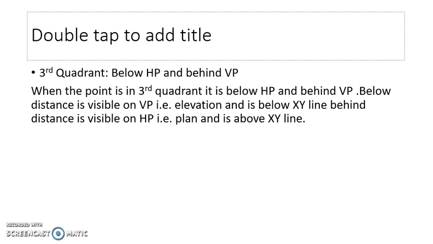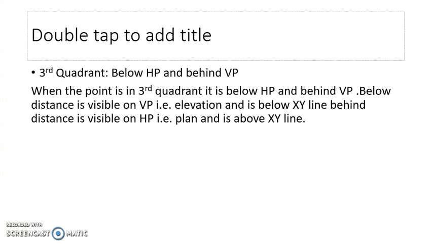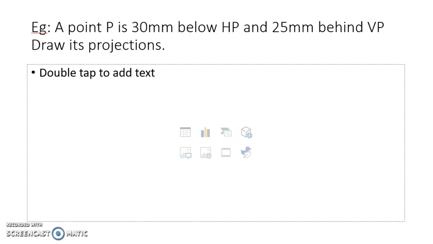Now we will move to the next, that is third quadrant. So when the point is in third quadrant, it is below HP and behind VP. Below distance is visible on VP, that is elevation, and is below XY line. Behind distance is visible on HP, that is plan, and is above XY line. Here plan will be above XY line and elevation will be below XY line. It is opposite of first quadrant. For example, a point P is 30 mm below HP and 25 mm behind VP. Draw its projections.